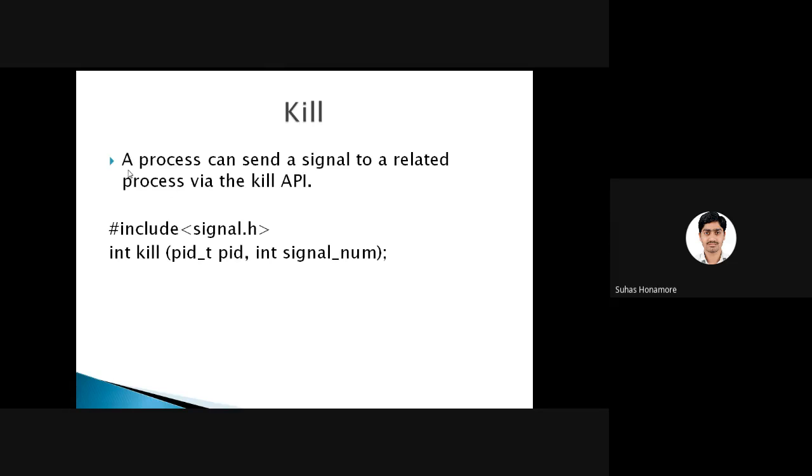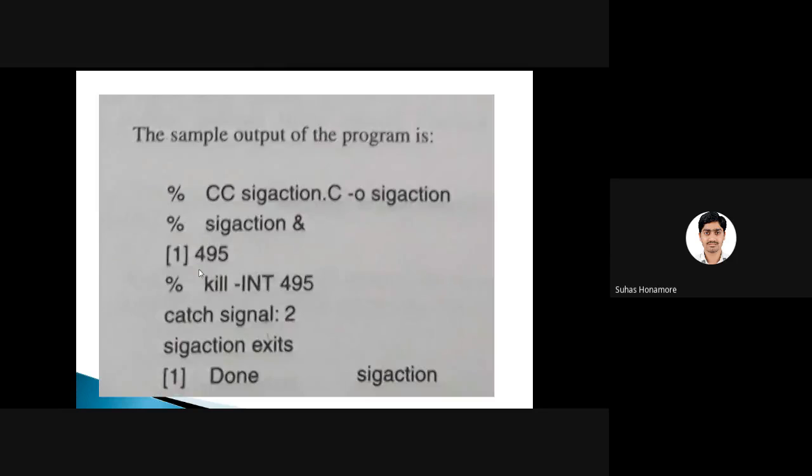What the kill API does is that a process can send a signal to a related process via the kill API. Whichever process you want to send a signal to, you can send it. Here we are calling kill: to whom you want to send, and which signal you want to send, that you give to the API. The command is indirectly the same thing. Kill is a command, and you give which signal you want to send and to which process. It is sent via the kernel.